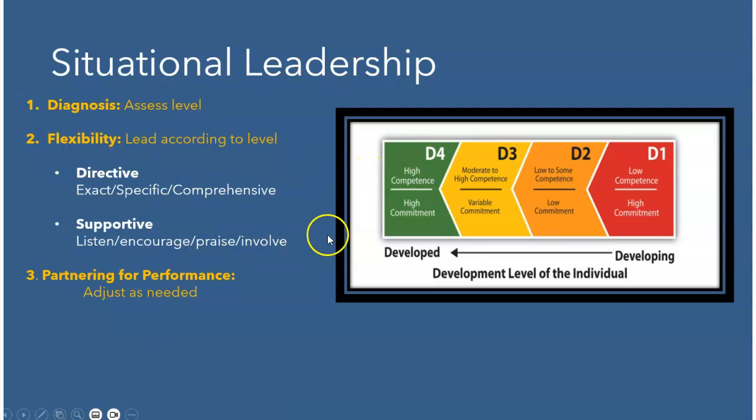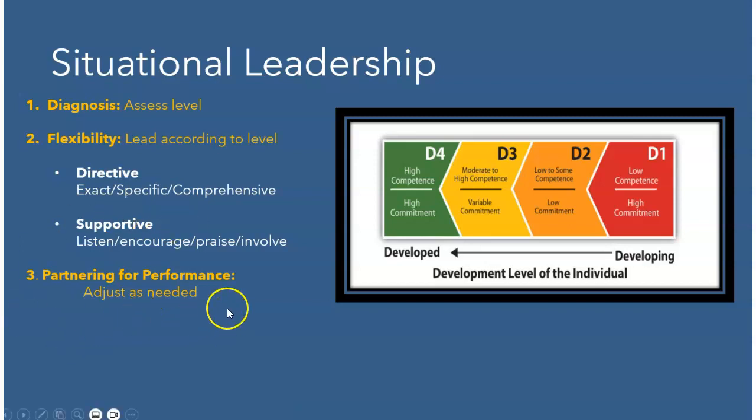Then the flexibility piece, we lead according to their level. Again, directive means exacting information. It's very specific. It's very comprehensive. Think of a training manual. Supportive leadership then is listening to that person in front of you, encouraging them. Maybe you're taking your employee out to lunch to reward or praise them, or maybe you just know they need the support. Praise, being involved in their life and in their career, okay?